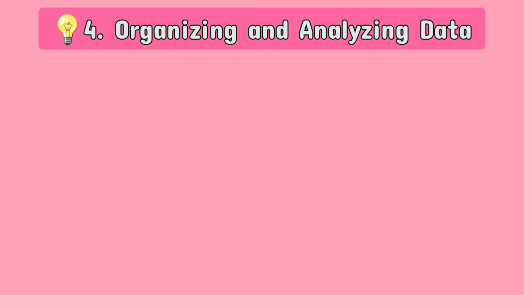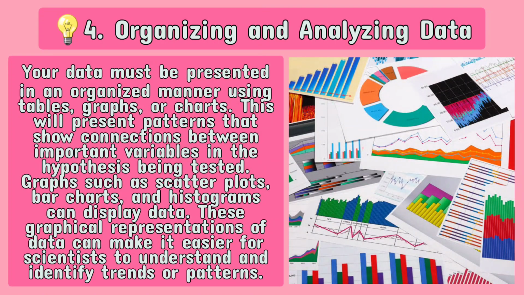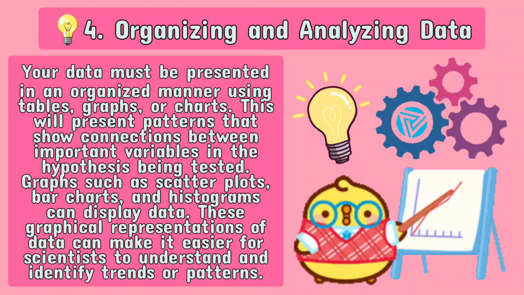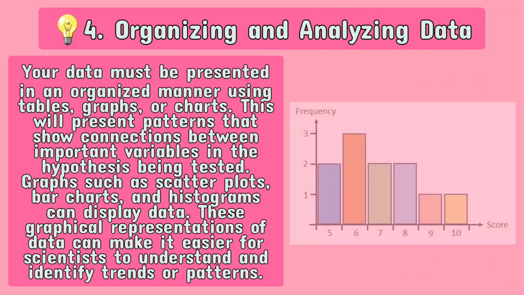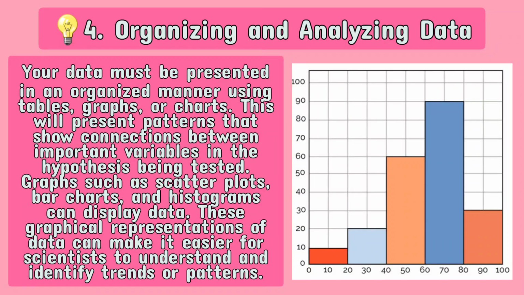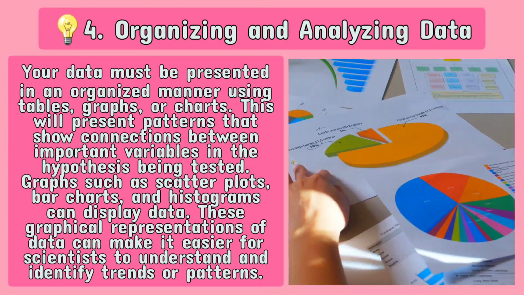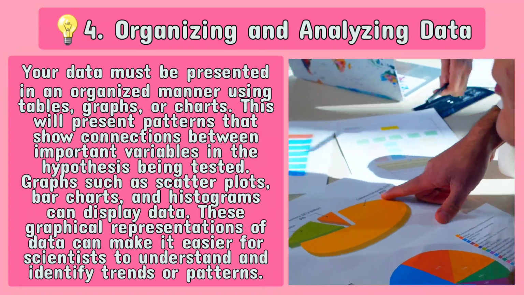The next step is organizing and analyzing data. Your data must be presented in an organized manner using tables, graphs, or charts. This will present patterns that show connections between important variables in the hypothesis being tested. Graphs such as scatter plots, bar charts, and histograms can display data. These graphical representations of data can make it easier for scientists to understand and identify trends or patterns.